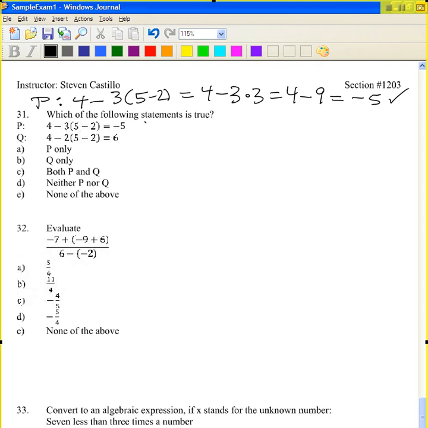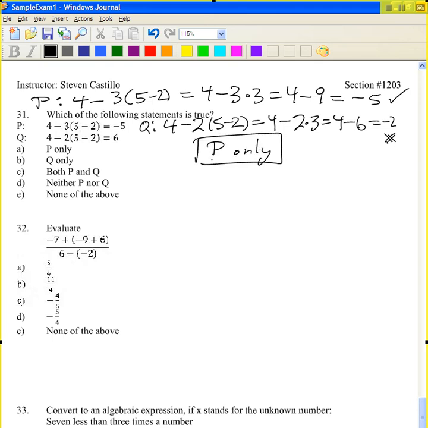Let's do Q. 4 minus 2, 5 minus 2. Well, 5 minus 2 is 3. 2 times 3 is 6. 4 minus 6 is a negative 2. So no, that's not a true statement. That's not equal to 6. And so only P is true. And so A.